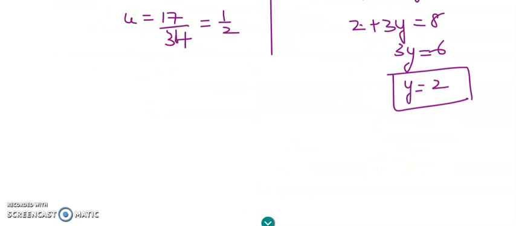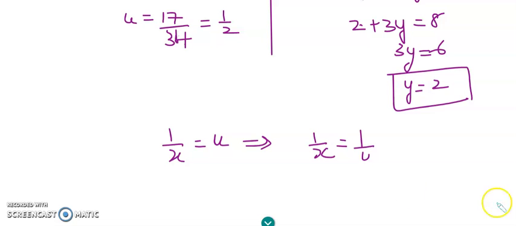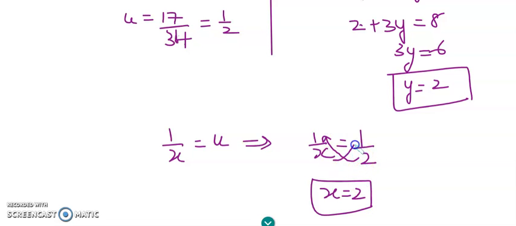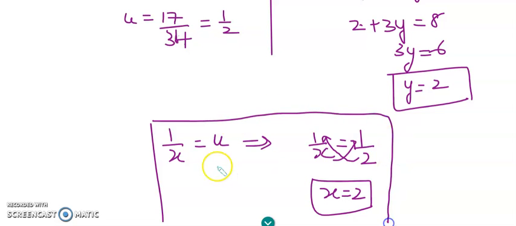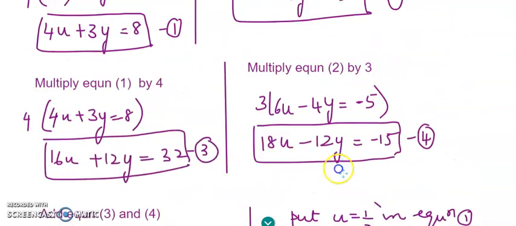Now still we need to find x. We had supposed 1 upon x equals u. So what does this show? This shows 1 upon x equals 1 upon 2 because my u was half. So x equals 2. Why x equals 2? Let's cross multiply. This is the last important step. We have taken 1 upon x as u and u we got as half, so 1 upon x equals 1 upon 2. The 2 will go on the other side and the x will go on the other side. So x equals 2. Hope this is clear.